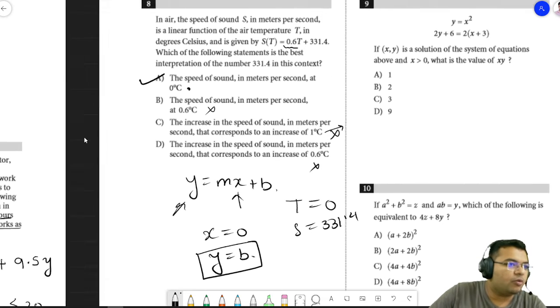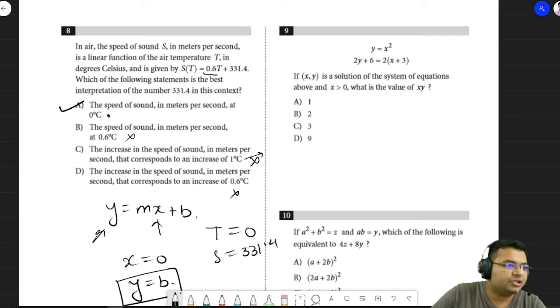Question 9. y equals x squared, and 2y plus 6 equals 2x plus 3 is a solution of the system of equations above, and x is greater than 0. What is the value of xy? Basically, what we need to do here is find the value of x and the value of y.